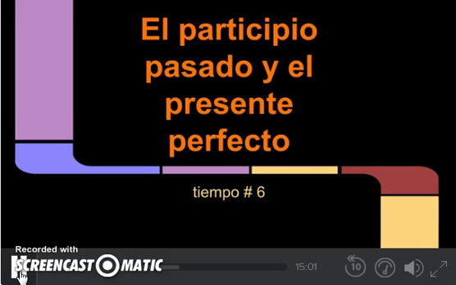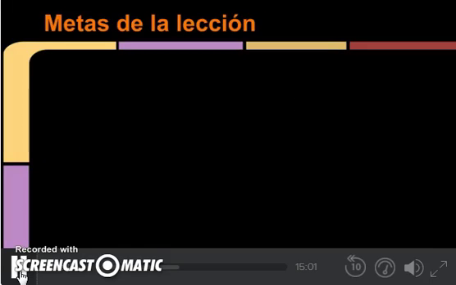is present perfect. So if you're sitting and wondering, wait a minute, what are the other 5 tenses? That would be the present tense, the preterite, the imperfect, the present subjunctive, and the imperfect subjunctive. So that's 5 tenses, and this is número 6. So, metas de la lección se dice goals of the lesson.